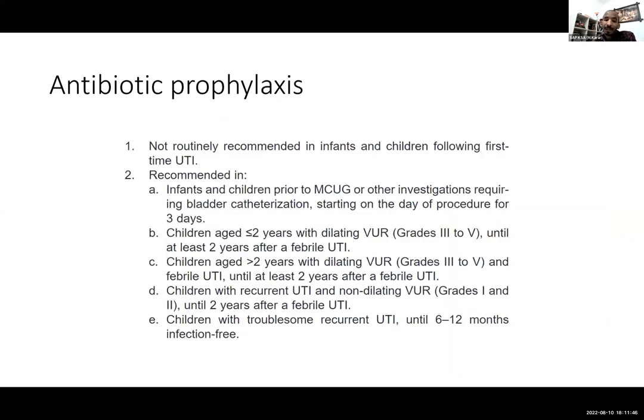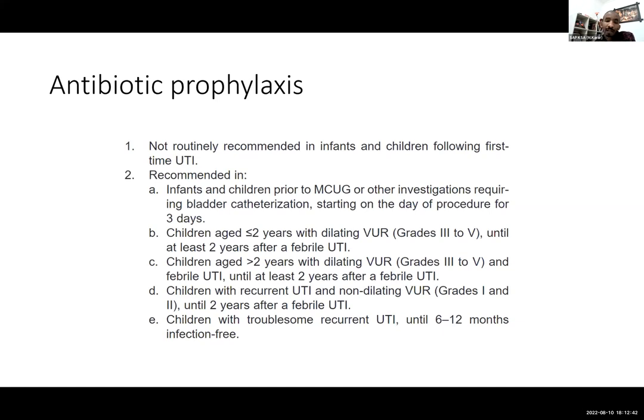Some people might ask about antibiotic prophylaxis, and actually the discussion of antibiotic prophylaxis is beyond the scope of this presentation, but you need to familiarize yourself because in specific children who have recurrent UTI with multiple risk factors like VUR, like neurogenic bladder, and they have frequent UTI, in these cases, there are recommendations and guidelines for antibiotic prophylaxis, okay? In general, the recommendation for antibiotic prophylaxis is in infants and children prior to MCUG, as we said, starting on the day of the procedure, and some people will continue for 3 days. But usually our approach is to give it 1 hour before the MCUG.